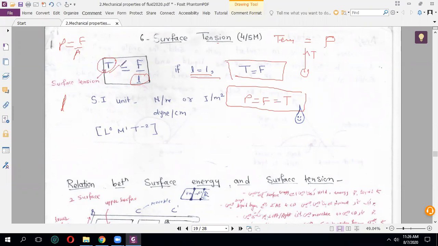Now here I am representing tension by pressure. That is why we are taking the unit of pressure, Newton per meter or joule per meter square. CGS unit is dyne per centimeter and dimension L0 M1 T minus 2. Did you understand this part?